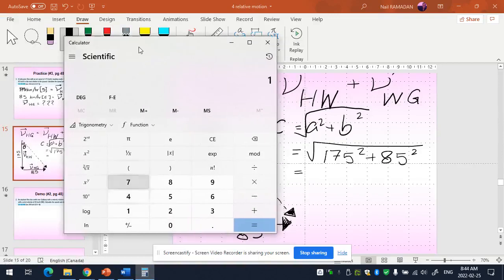Okay, 175 squared plus 85 squared equals, square rooted in one shot. There we go. What's the sig fig situation for this problem? 175 has 2, 85 has 2. So what should we do? How many sig figs should we keep? 2. What would that be to 2 sig figs?